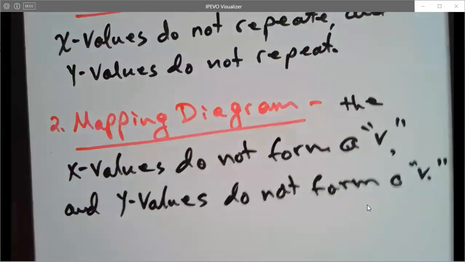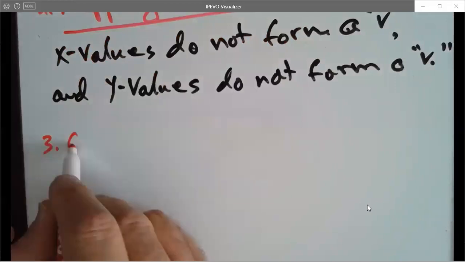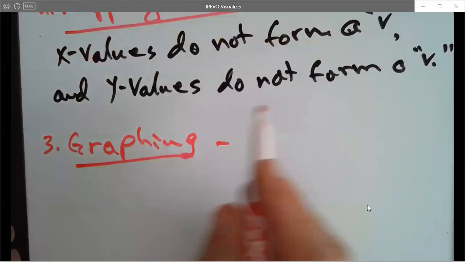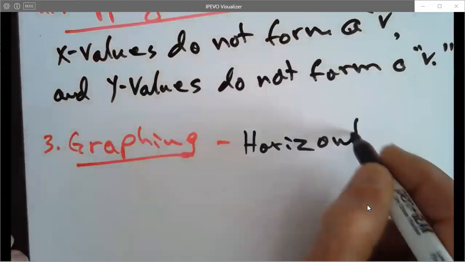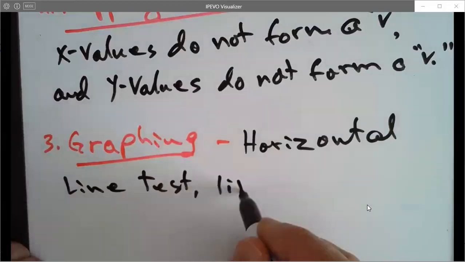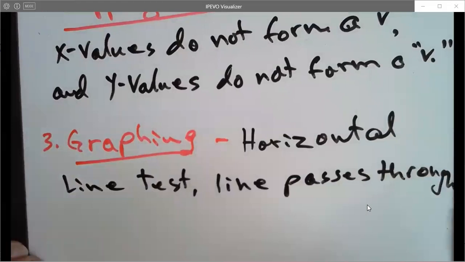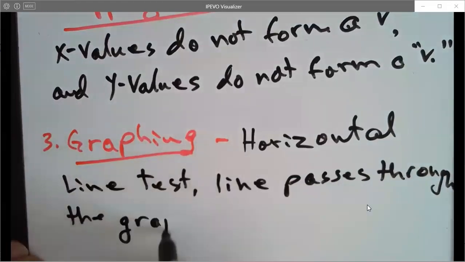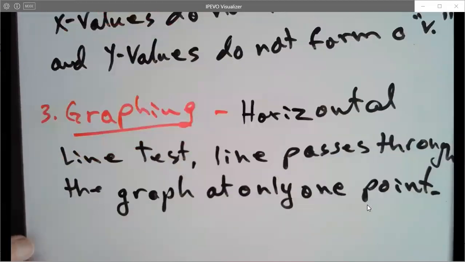Okay. And then the third thing that we looked at was the horizontal line test, graphing. We used the horizontal line test where the line passes through the graph at only one point. No matter how many lines you draw, that line will pass through the graph at only one point. Okay.